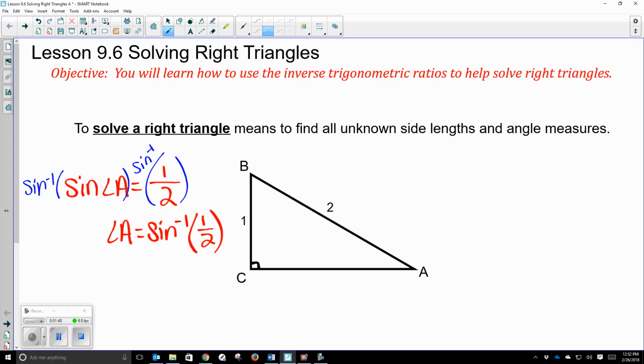And there's a button for that. So it's second sine. Second sine, second cosine, second tangent will give you all of your inverse functions. So second sine, 1 divided by 2 is 30 degrees.